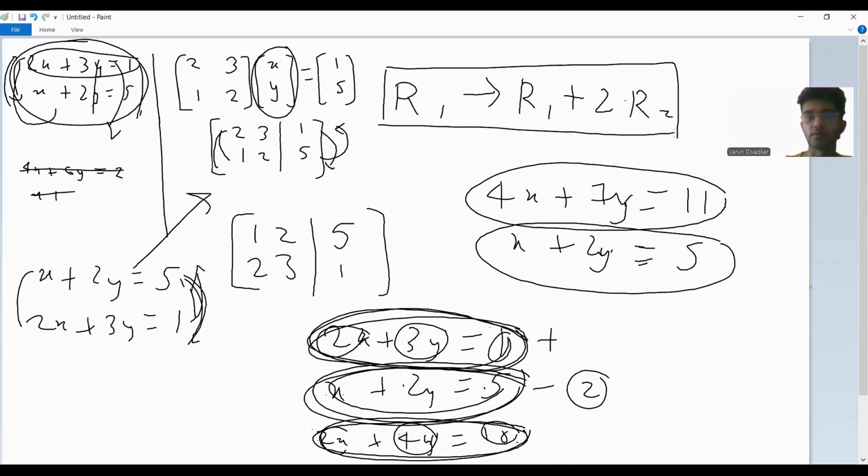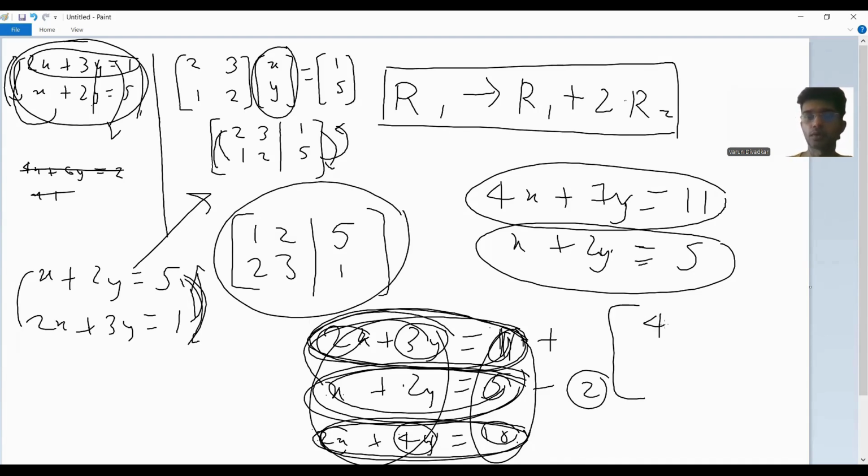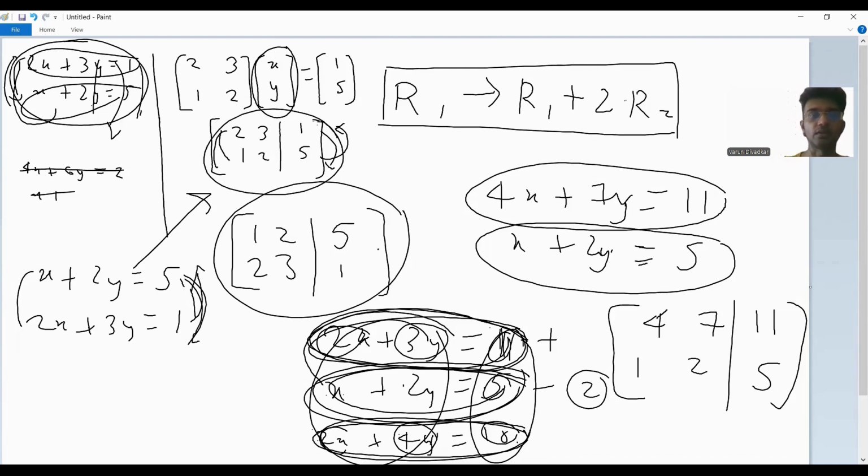Whatever you have done on the left-hand side, the same thing you have to do on the right-hand side as well. So to this 1, you have added 5 into 2, which became 11. So this can be rewritten as [4, 7; 1, 2 | 11, 5]. So that's the third transformation.